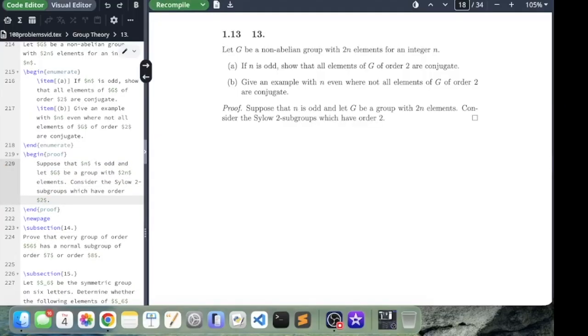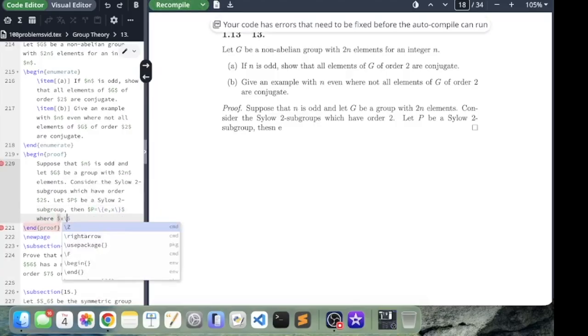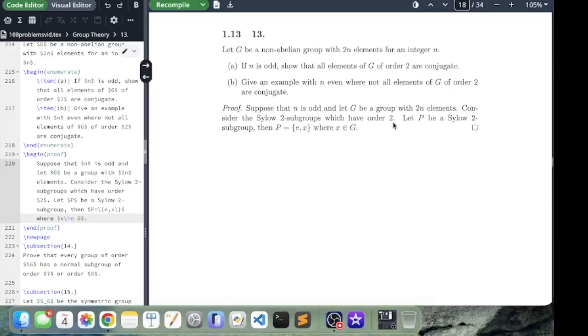And we can exhibit one. Let P be a Sylow 2 subgroup. Then P equals the set containing the identity and some other element x, where x is in G. And we also know that x is going to have order 2. And so we want to show that all elements of G of order 2 are conjugate.